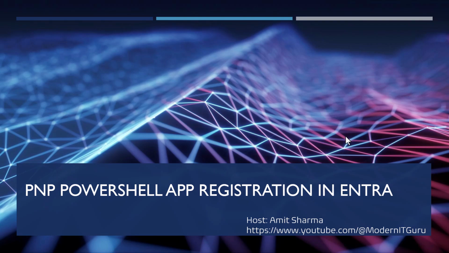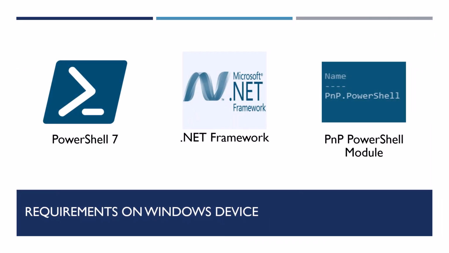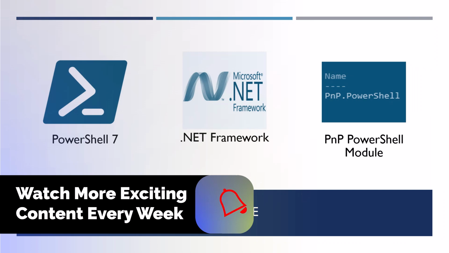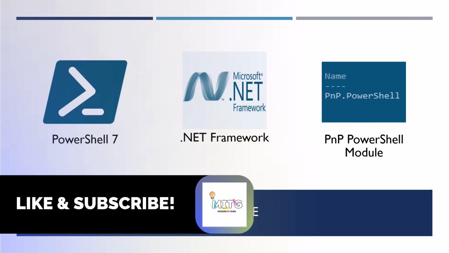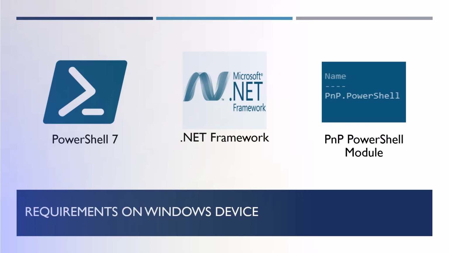Before we proceed, let's look at a few key requirements for PnP PowerShell to ensure smooth operations. It requires PowerShell 7 or later for cross-platform compatibility, but it also supports Windows PowerShell 5.1. If you use Windows PowerShell 5.1, you need .NET Framework 4.6.1 or later. And lastly, you must install the latest PnP PowerShell module.